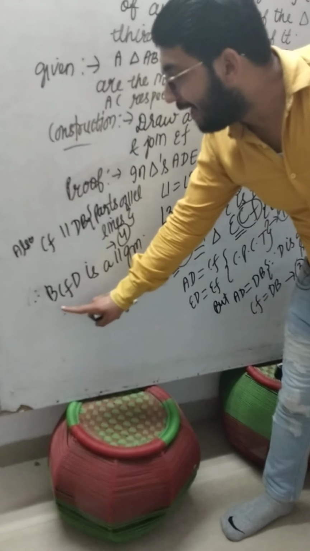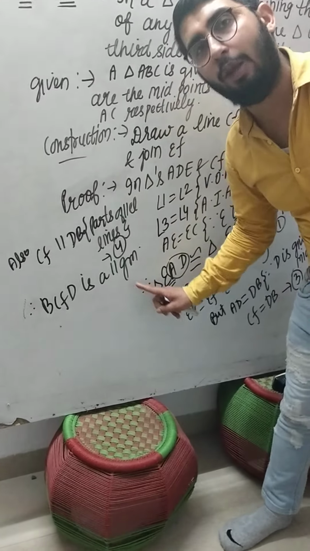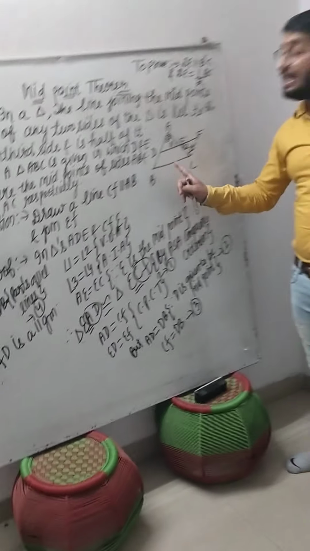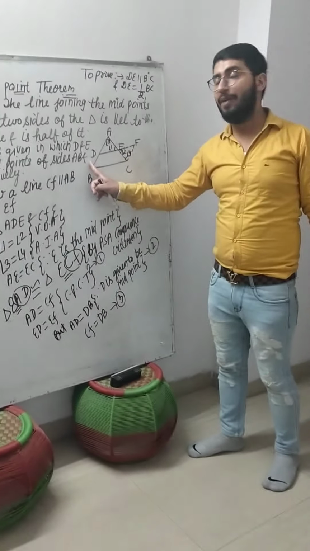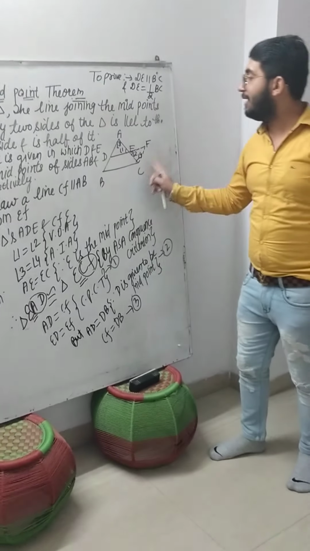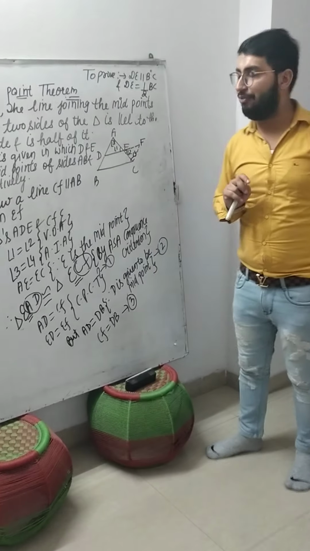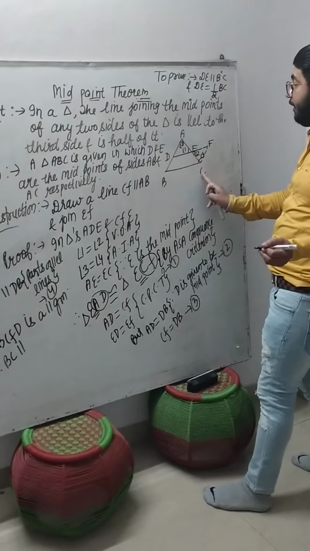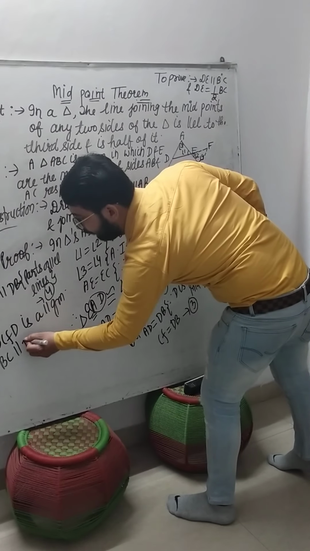We have proved that BCFD is a parallelogram. As BCFD is a parallelogram, therefore BC is parallel with FD, and BC is also equal with FD. BC is parallel with what? BC is parallel with FD.